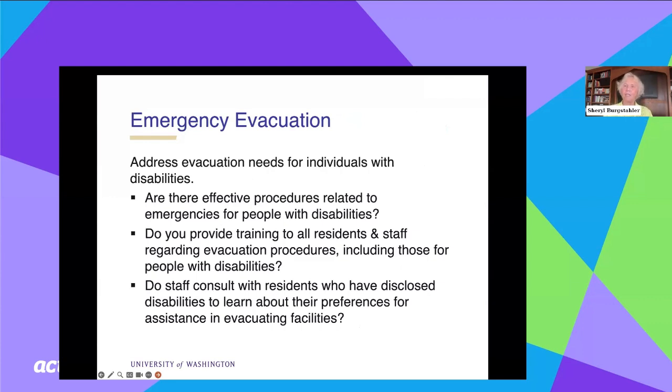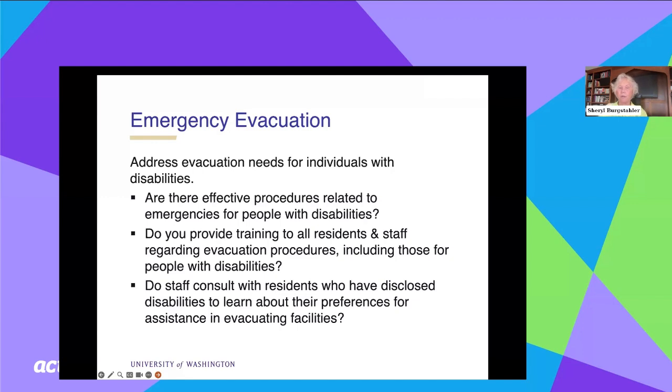And then again, looking at evaluation, in this case, the emergency evacuation processes. This is really important. Are there effective procedures related to emergencies for people with disabilities? Think about your rules in emergency evacuation that might be on the backs of the dorm room doors, for example. What if a person has a different type of disability? What is the direction for them? Do you provide training to all residents and staff regarding evacuation procedures, including those for people with disabilities? Because remember, even if you don't have a disability yourself, your brother might be visiting you and he has a disability. So do you know what to do?